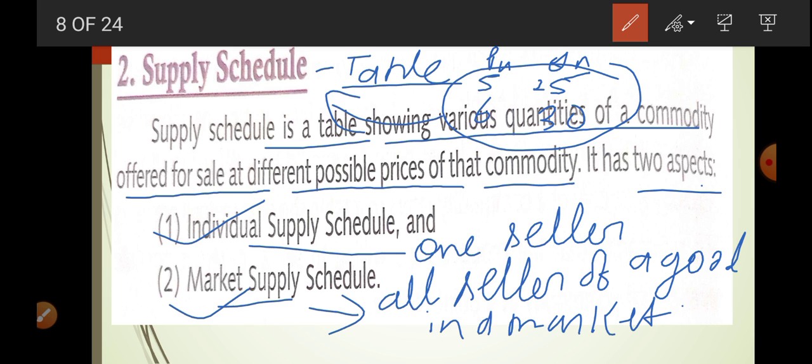When we represent a tabular relation, we represent the relationship between price of a commodity and quantity of a commodity in the format of a table. This is known as a supply schedule. It is of two types, individual and market. Individual is related to only one seller. On the other hand, market is related to all sellers of a good.